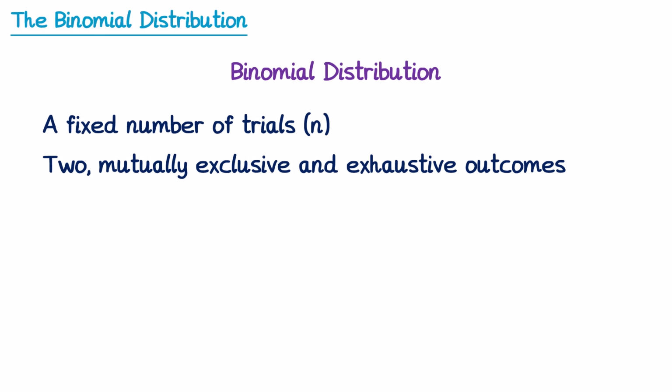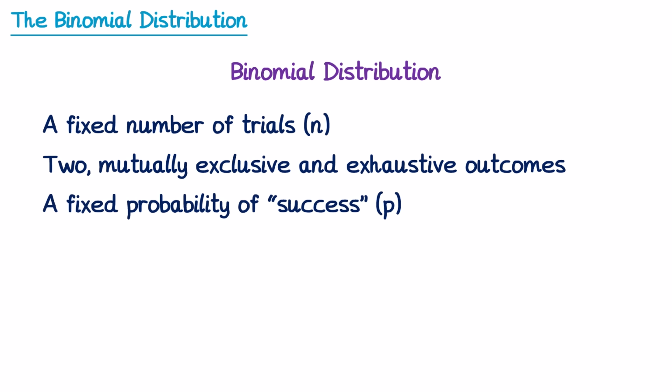They're mutually exclusive since they can't happen at the same time, and they're exhaustive since they cover all possible outcomes. Next, we need what we call a fixed probability of success, which we give the letter p. In our case, being successful was throwing a head since that's what we were looking to do. So our value of p was the probability of throwing a heads on a given throw, which was 0.7.